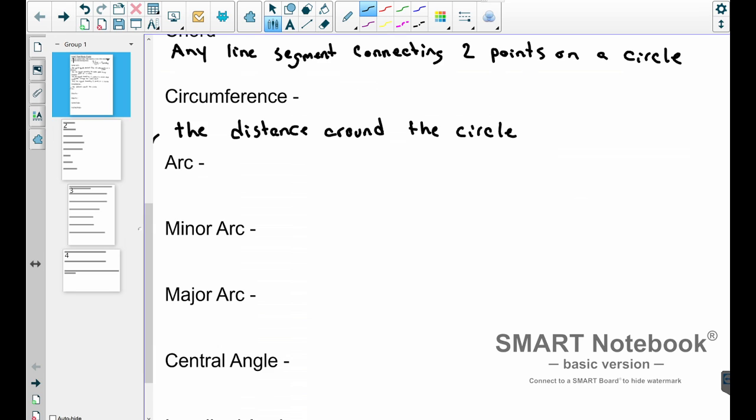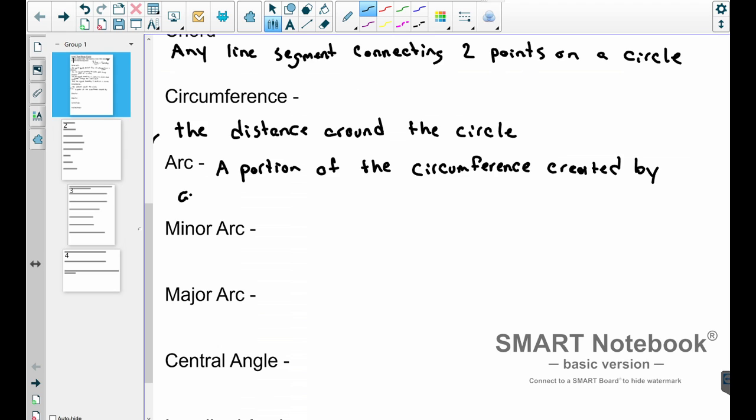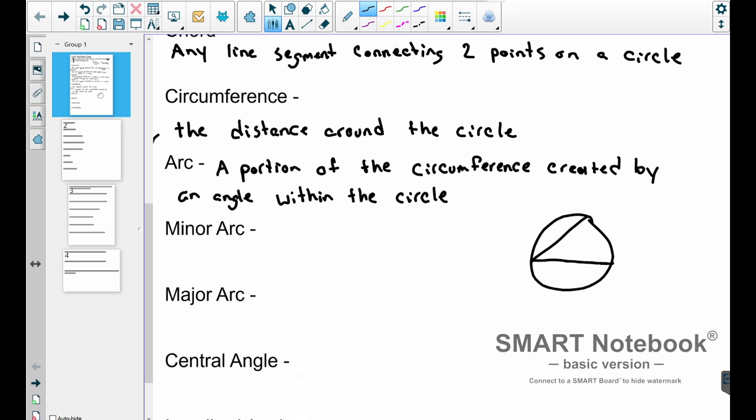What about arc? Arc is a portion of the circumference created by an angle within the circle. So we remember arcs. If you have a circle and there's an angle somewhere in the circle, like this inscribed angle here, this portion that I'm highlighting, coloring in there, will be your arc.